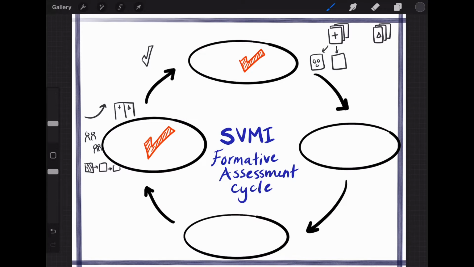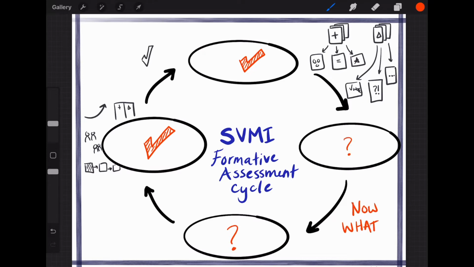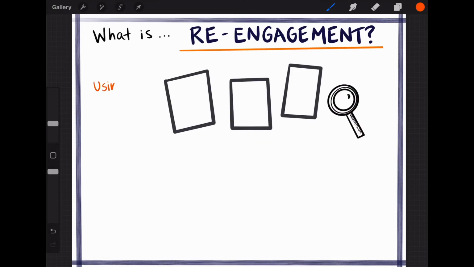From the strengths, look at the different strategies students used that were successful. From the ones that needed a little bit of revisiting, what were some common errors, things that could be corrected if checked? Were there common misconceptions? Or maybe some productive beginnings that need a little bit of a next step? So now what? What do you do with all this information? That brings us to reengagement.